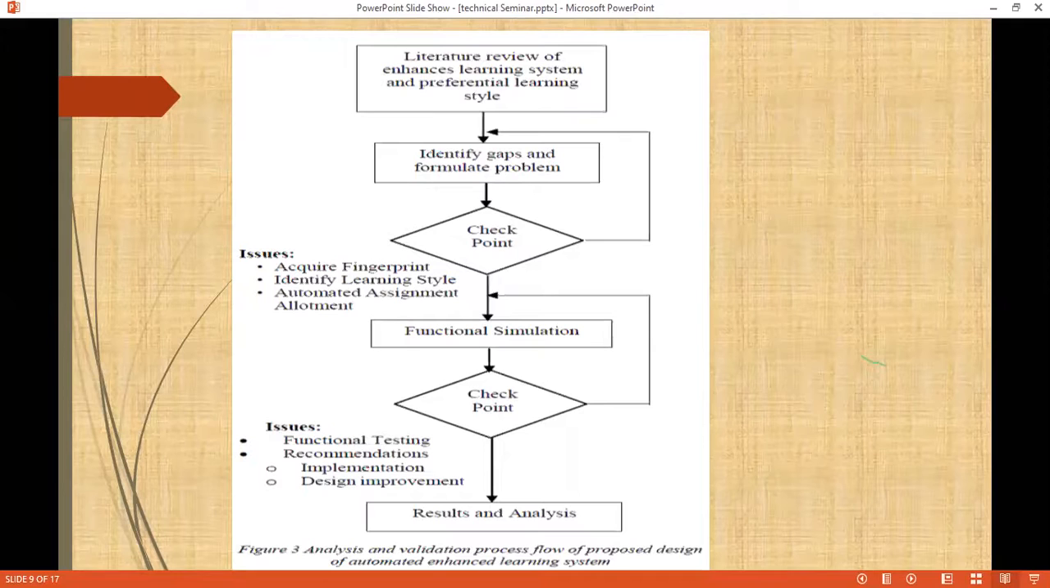Functional simulation is an iterative process, and it runs until you get the desired output. Once the desired output is obtained, again there will be a checkpoint. It is used to check whether the output functions properly or not. If it doesn't, again it goes back to functional simulation, and again it is an iterative process. And once the output is correct, the result and analysis is given.